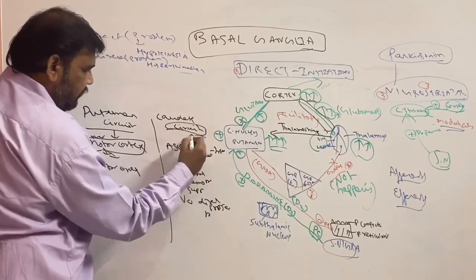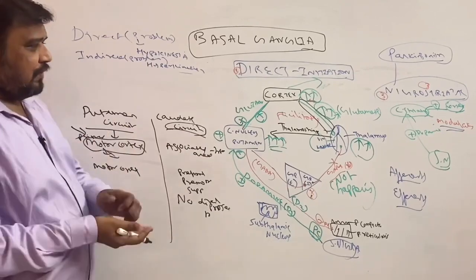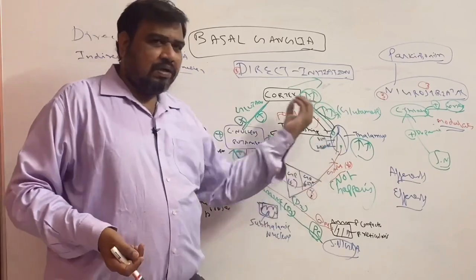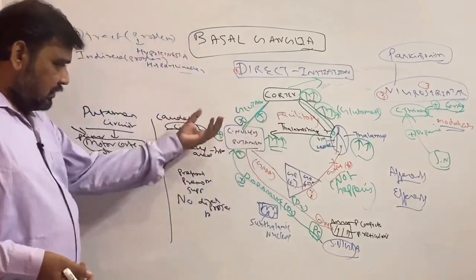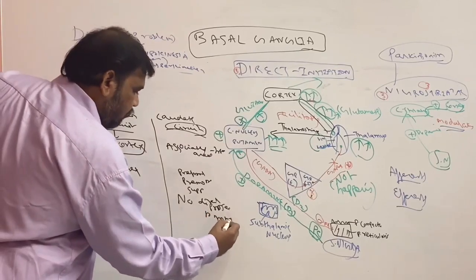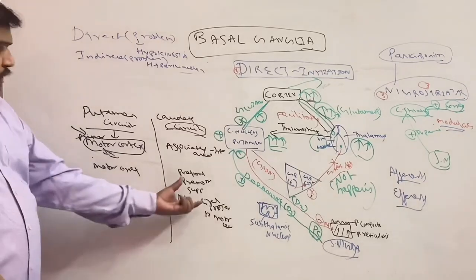Remember, don't confuse this circuit with the caudate nucleus and putamen, because just now I told you everything has to go only via thalamus. This is the entire circuit. So there is no direct projection to the motor cortex. It is only to the supplementary motor area. That you have to understand.